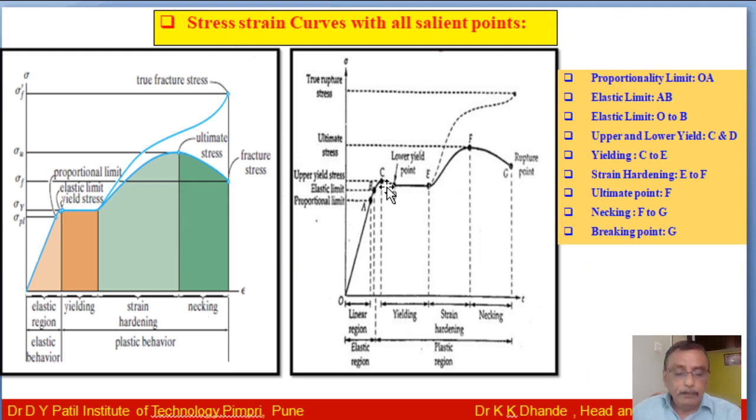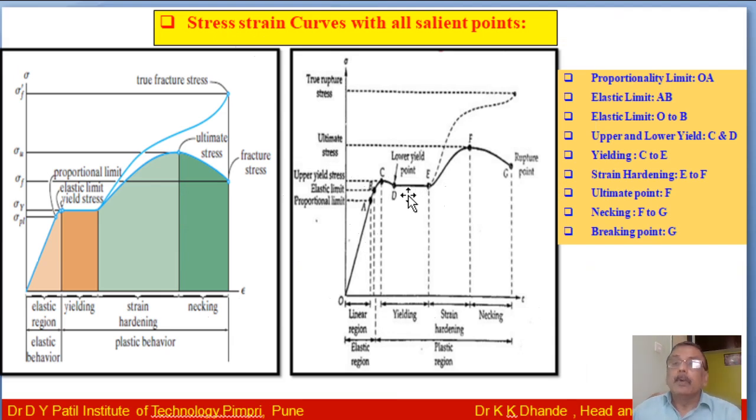After the point D, there is an increase in strain up to the point E, this distance D to E, without any increase in stress. Only strain goes on increasing. This region of the graph is also known as the yielding region. I have shown here the yielding region from point C to point E. This is called the yielding region. In this region, the specimen is perfectly plastic.